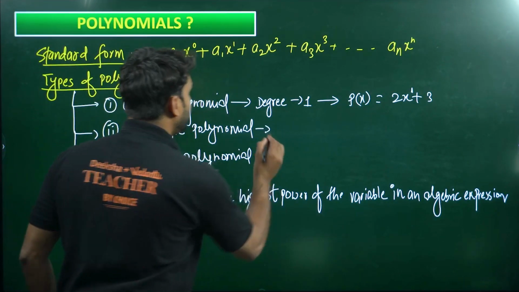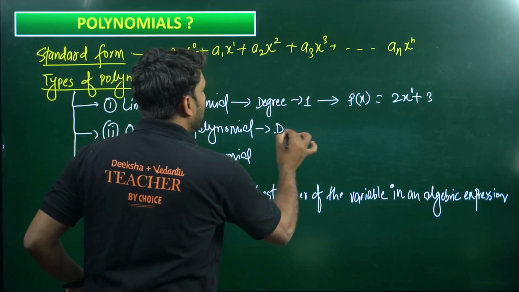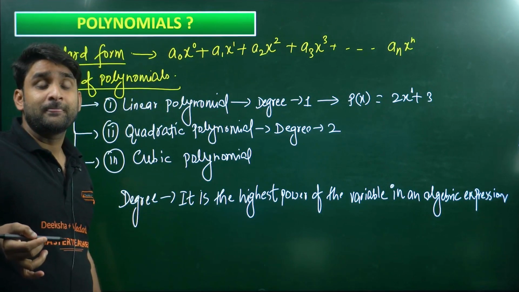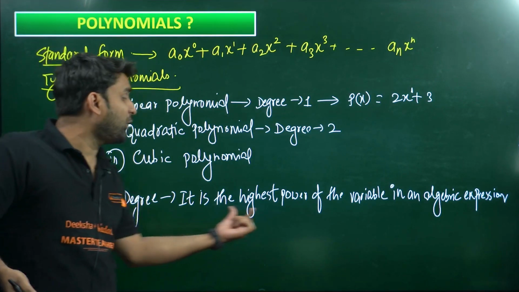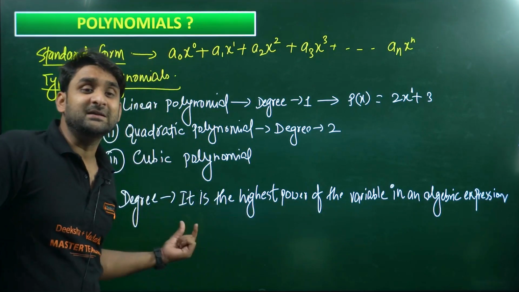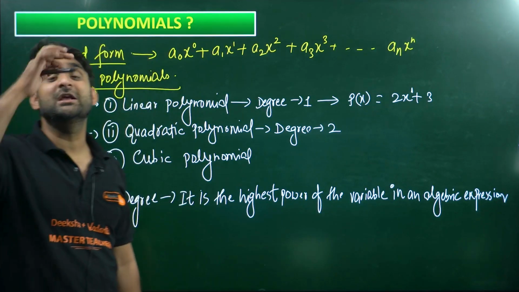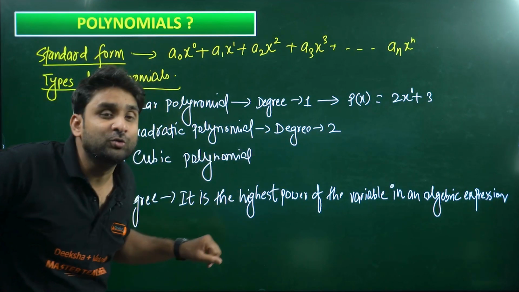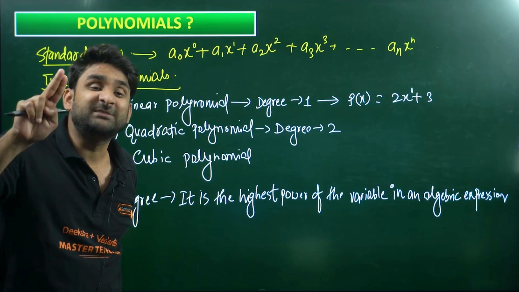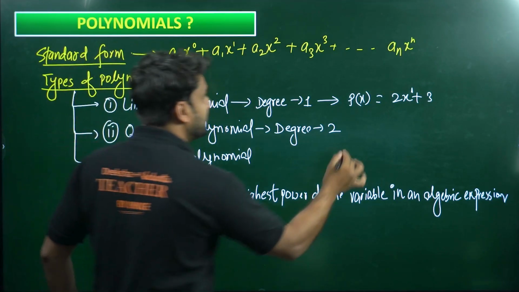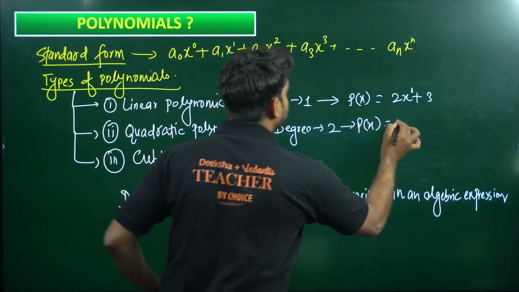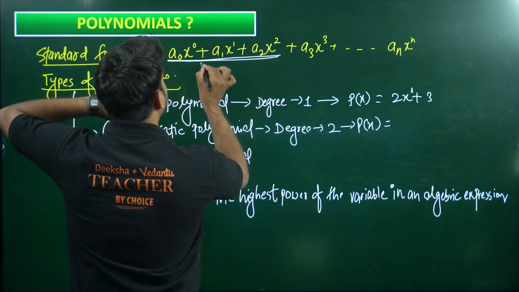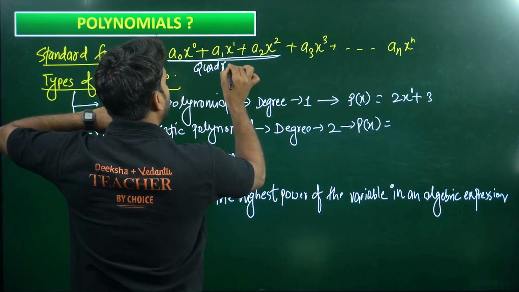Now moving to next, what is called a quadratic polynomial? Quadratic polynomials are those polynomials whose degree is 2. And what is called degree? It is the highest power of the variable in any algebraic expression. We want to write a quadratic polynomial whose degree is 2, so the highest power of the variable must be 2. So the highest power will come till here for the quadratic polynomial.